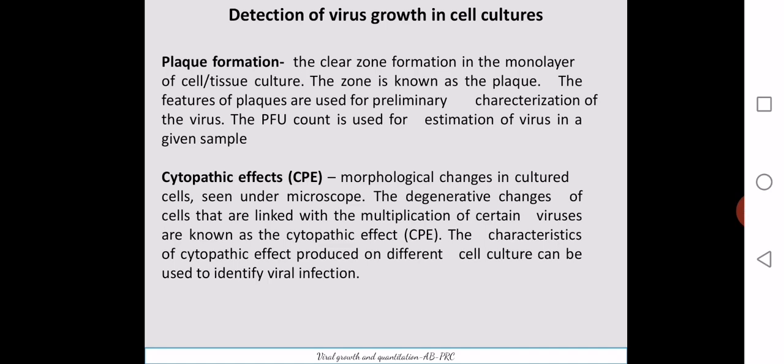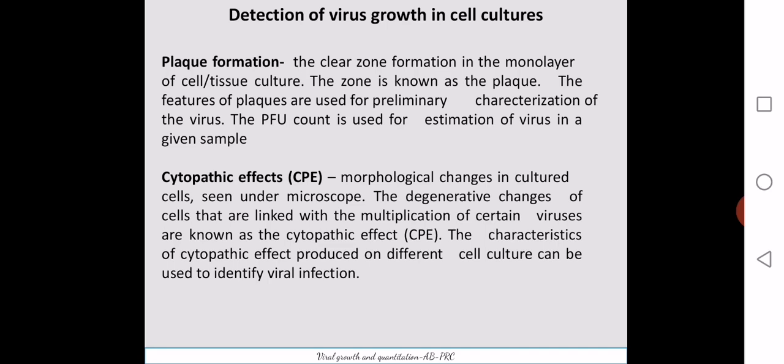There is a clear zone formation in the monolayer of tissue or cell culture, and this zone is what we call the plaque, and these plaques are observed as an indication of the viral growth. This plaque counting is used to estimate the viral number, and the plaque morphology and other features of the plaque are studied for the characterization of the virus. That's about plaque formation, and that concept is what we call the plaque assay.